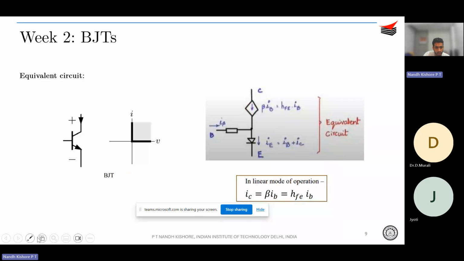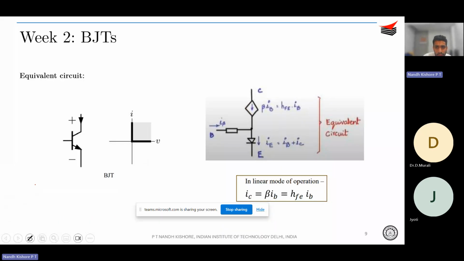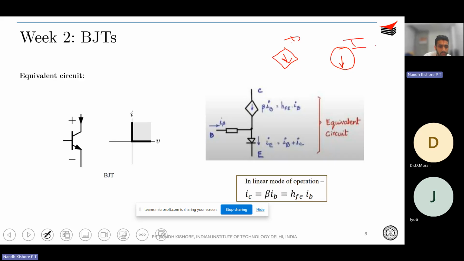Since it's a controlled current source, the symbol is like this. If it was an uncontrolled or a free current source, you would have written it in a square or in a circular fashion like this. So there's a difference between both of these. This one is a dependent current source, and this one is an independent current source.